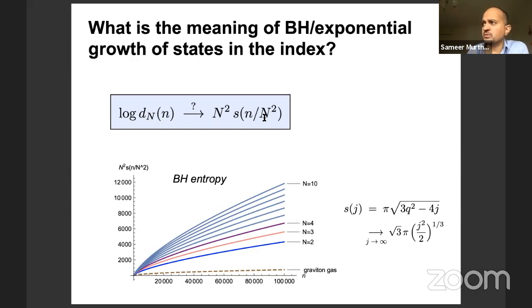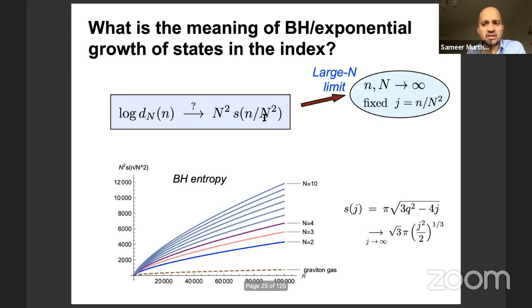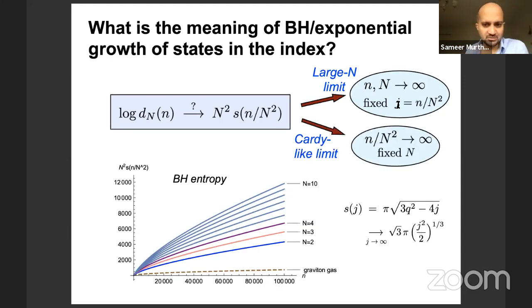There are actually two limits which people consider. One is the large N limit. In this limit, the charge N and the rank N scale to infinity, such that the ratio N over N squared, the gravitational charge, remains constant. This is where the black hole solutions are written down. The other one is the Cardy-like limit. This is by analogy to two dimensions, where you fix the theory, you fix the central charge or the gauge group N, and then you just scale the charge to infinity. Very large charges. That's the Cardy-like limit.